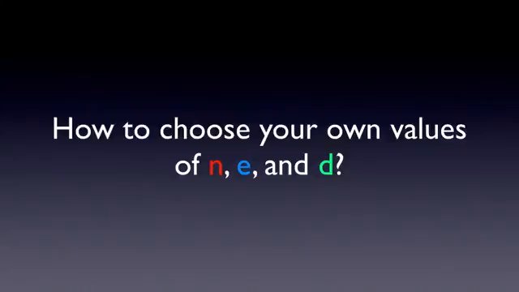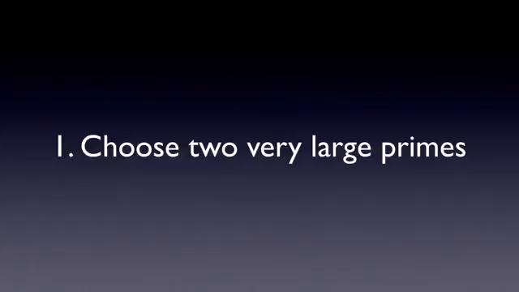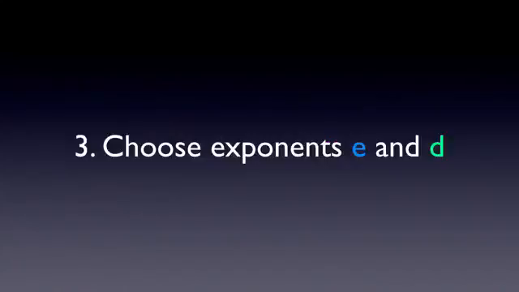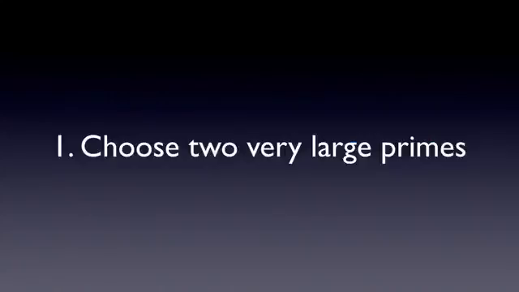So the question is, how do you choose your own values of n, e, and d? So in the previous example, I gave you these variables, but how do you calculate these for yourself so you can use RSA in your own system? Well, first you choose two very large primes. Second, you calculate a constant, phi, which I'll explain, and you choose two exponents, e and d, in a very specific way, which I'll also explain.